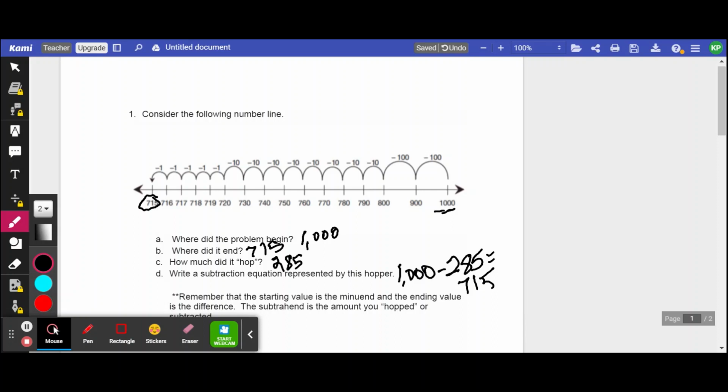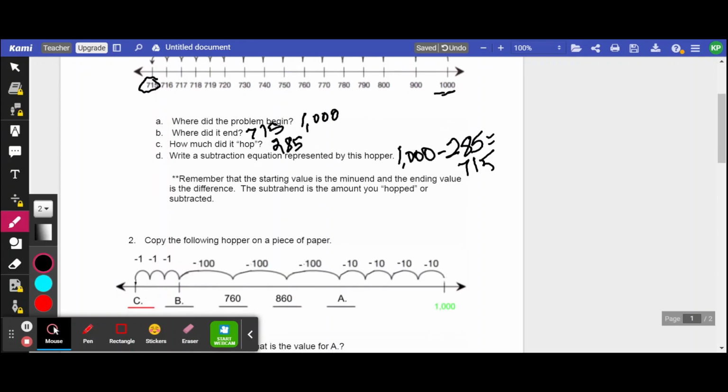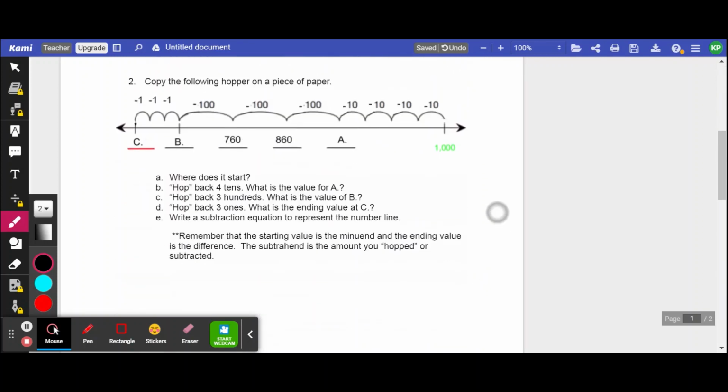All right, let's move down and see what's next. Okay, so here it asks you to copy this onto a piece of paper. So you should have rewritten out this number line so that you could figure out what's going in each space. Okay, so here it says, where does it start? Well, this again is a subtraction one. So we're starting over at the top on the right-hand side with 1,000. So that's our starting point, 1,000.